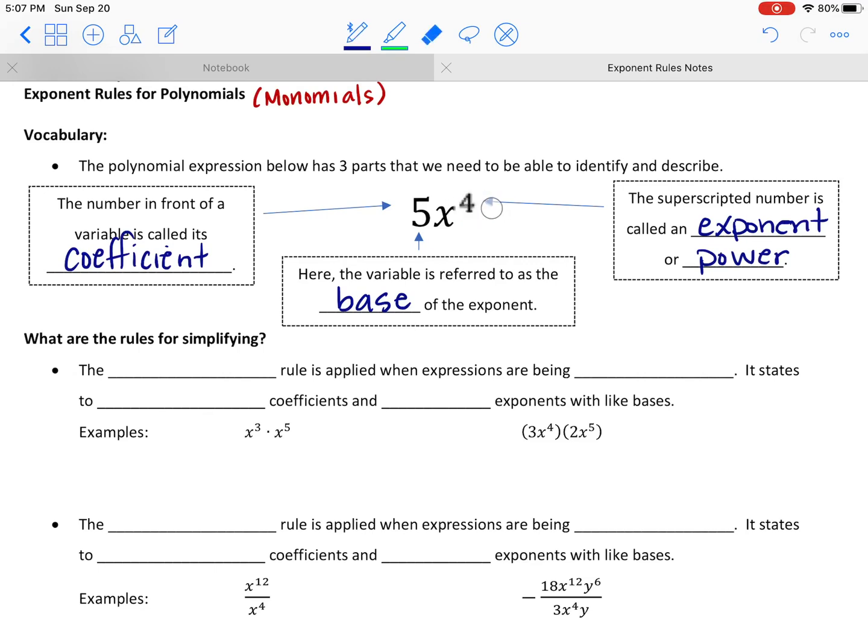Okay, so when I talk about coefficients, I'm talking about the number that sits in front of the variable. When I talk about bases, I'm talking about the thing that's being raised to the exponent or the power. Okay, so what are the rules for simplifying? The first rule for simplifying we're going to talk about is called the product rule. So what rule do I apply to exponents when I am multiplying two polynomials?